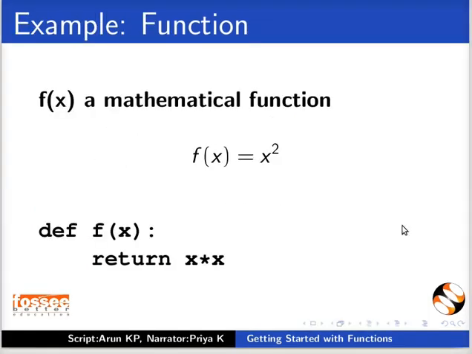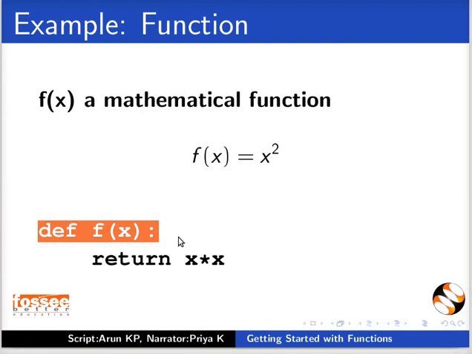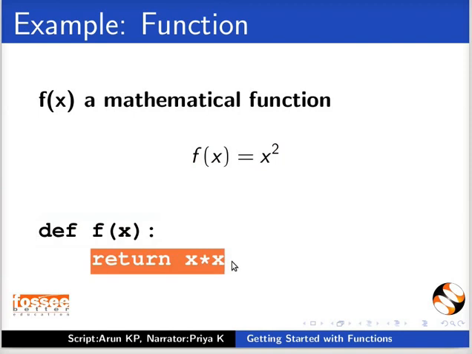Now we will understand the functions with an example. Consider a mathematical function f of x is equal to x squared. Here x is a variable. F of x changes when x changes. Let us define our function f of x. The first line def f of x is used to define the function name and its parameters. The second line uses the function parameters to return the required value.